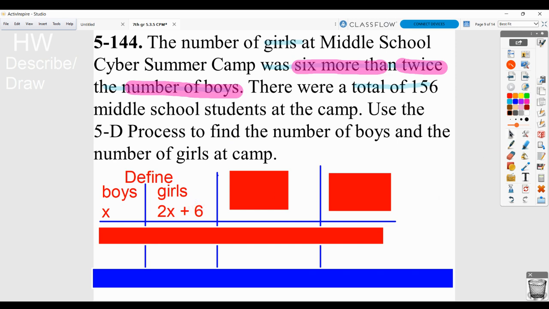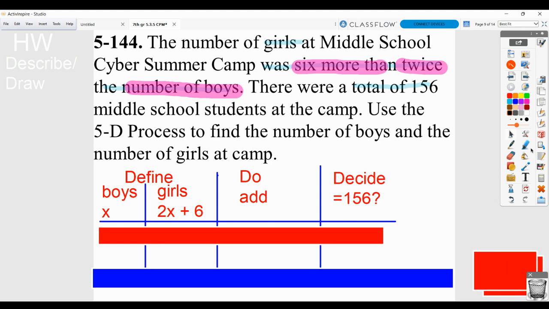The do would be that we'll be combining them because we know the total of students. So we'll add the boys and the girls to get the total number of students. The decide would be that it has to equal the 156. And then, of course, we have to go through our test process.